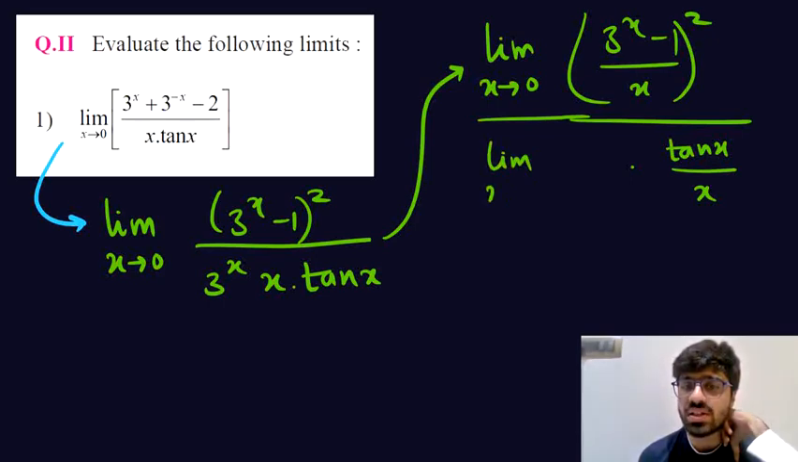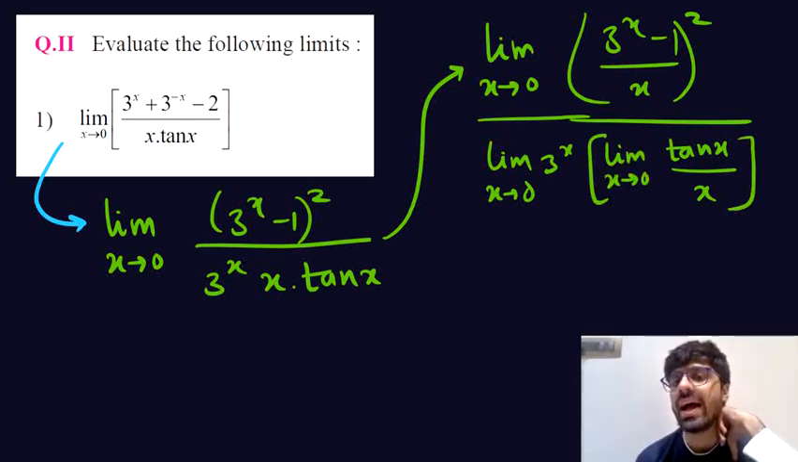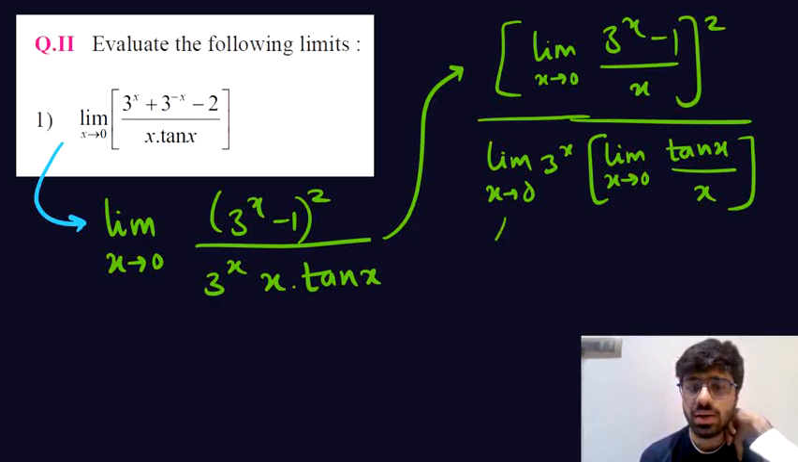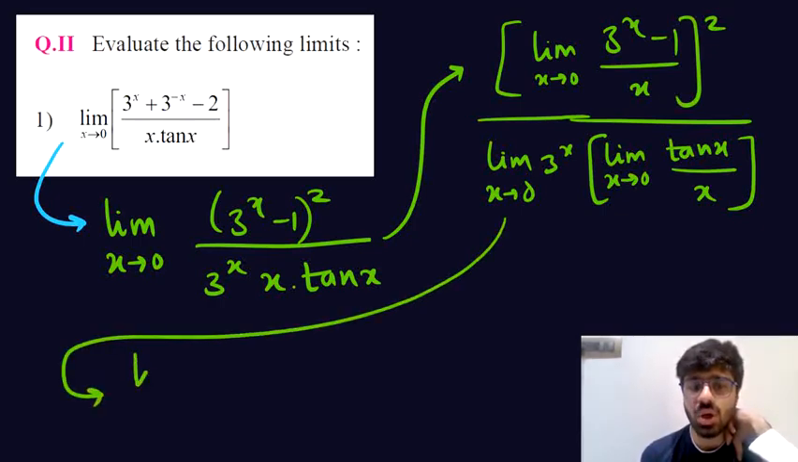So we have limit of x tends to 0, 3 power x, into a second limit here, that is limit of x tends to 0, tan x upon x. And in the numerator also take this limit inside. So we can write it as limit of x tends to 0, 3 power x minus 1 upon x the whole square. Now the numerator becomes log 3 the whole square.